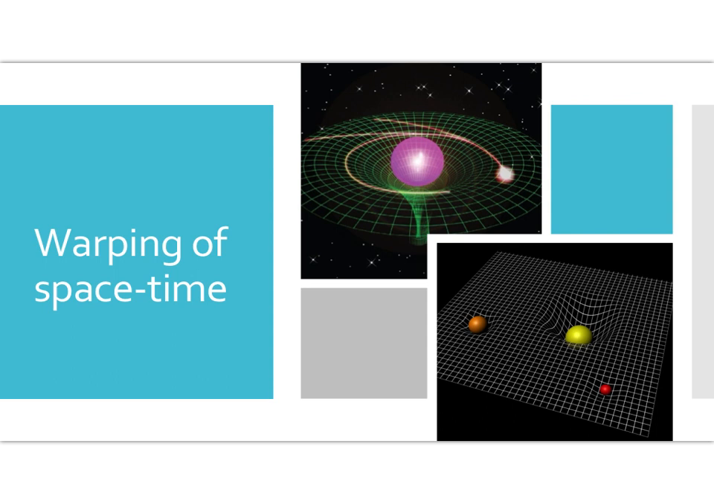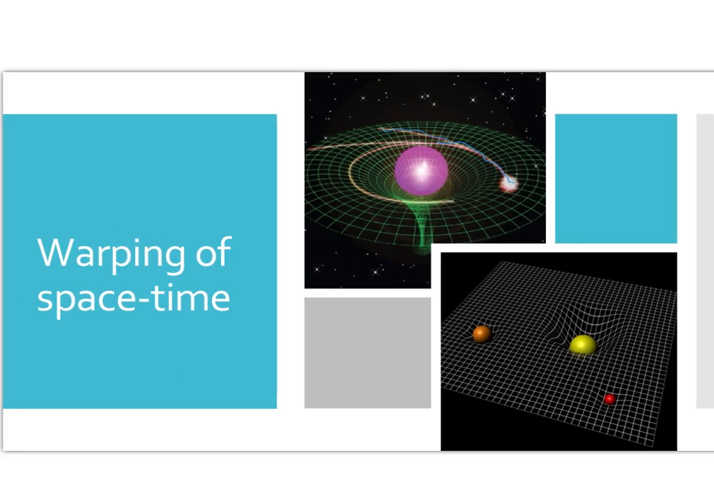So here are some different pictures of this warping of space and time. Depending on the speed, there are different ways that an object can move around another planet. In this situation, this object might end up getting caught in an orbit around this planet, whereas other objects, if they travel fast enough, will just bend but continue on their way.